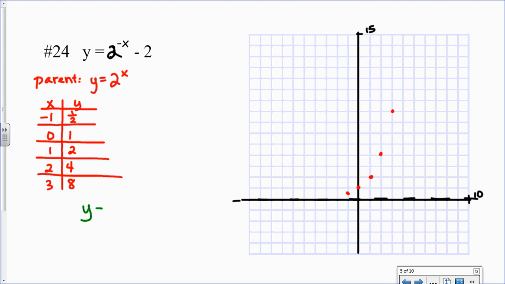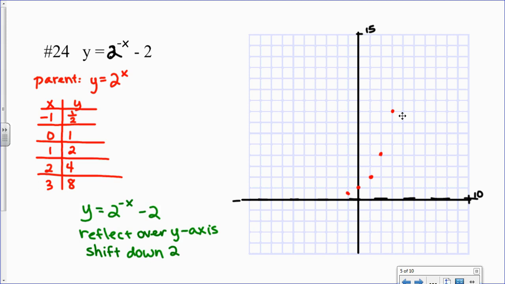Alright, but when I have y equals 2 to the negative x minus 2. Okay, if there was a negative out front, that's a reflection over x. If it's negative out front, you flip over x. That's what we have done mostly. But when it's a negative inside here with x, that's a reflection over y. Okay, and then the minus 2 at the end means you shift down.